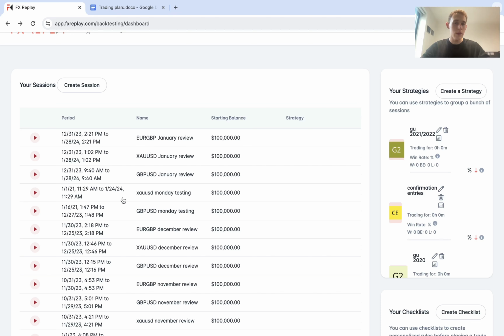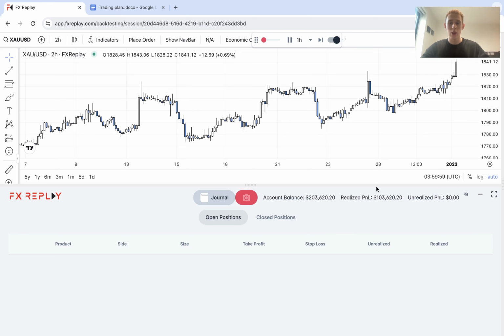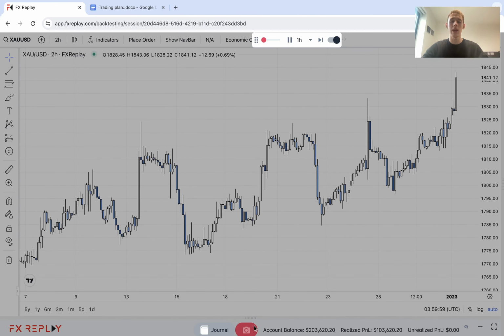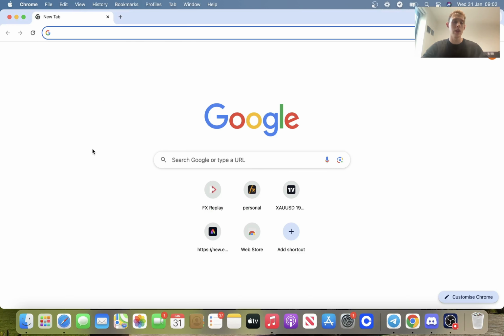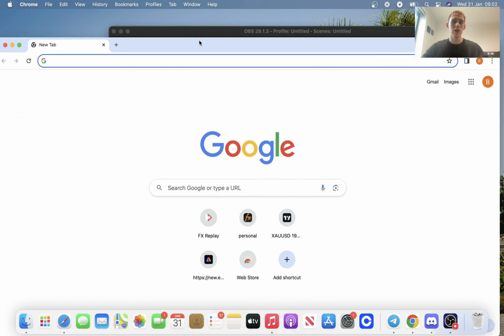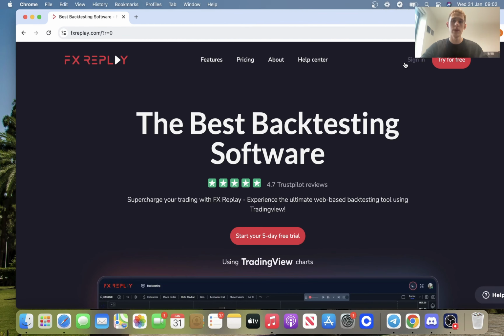So if we go over to this session, I've already started this session. You guys can already see that we have been backtesting already. So basically how I'm doing this is going from the beginning of 2021 up until the current date in order to collect sufficient data on gold.